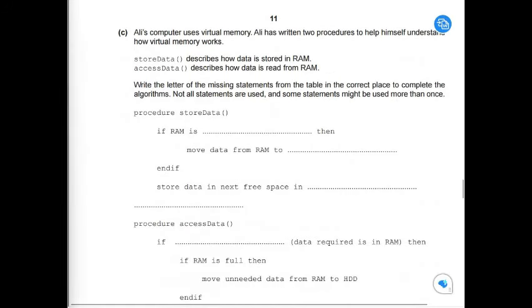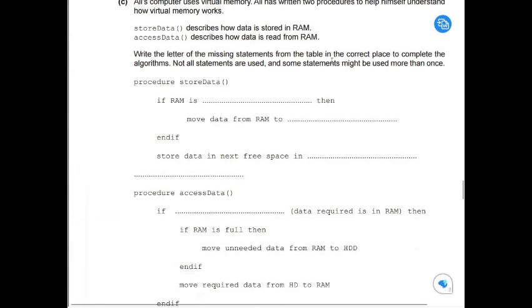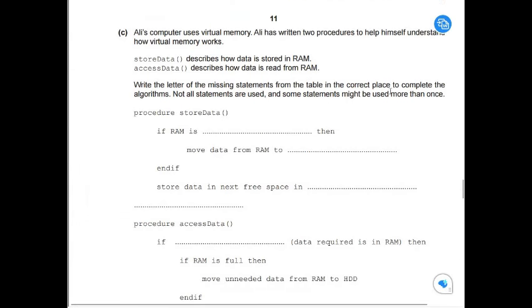Part C, a little bit of pseudocode territory. Sorry guys. Yep, it always comes up. Always. So, for part C, Ali's computer uses virtual memory. So that's the illusion of RAM. So he's written 2 procedures to help himself understand how virtual memory works. Store data describes how data is stored in the RAM, and access data is how it's read from it. So we need to write the letter of the missing statements from the table in the correct place to complete the algorithms.